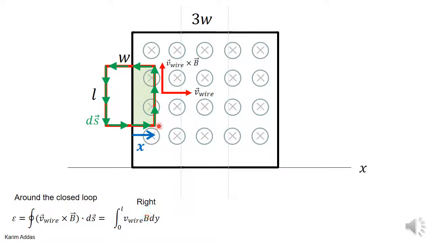The magnetic field is the same at all points, so those are constants. You can take them out of the integration. So you end up with integration from 0 to L dy, which is just L. So the integration is actually very simple to do. It turns out to be B L v_wire. And you expect this result, right?